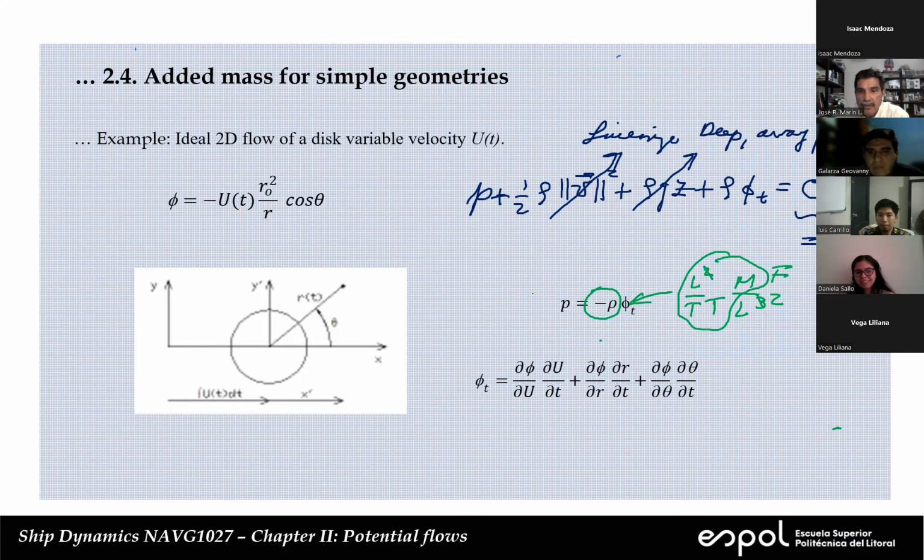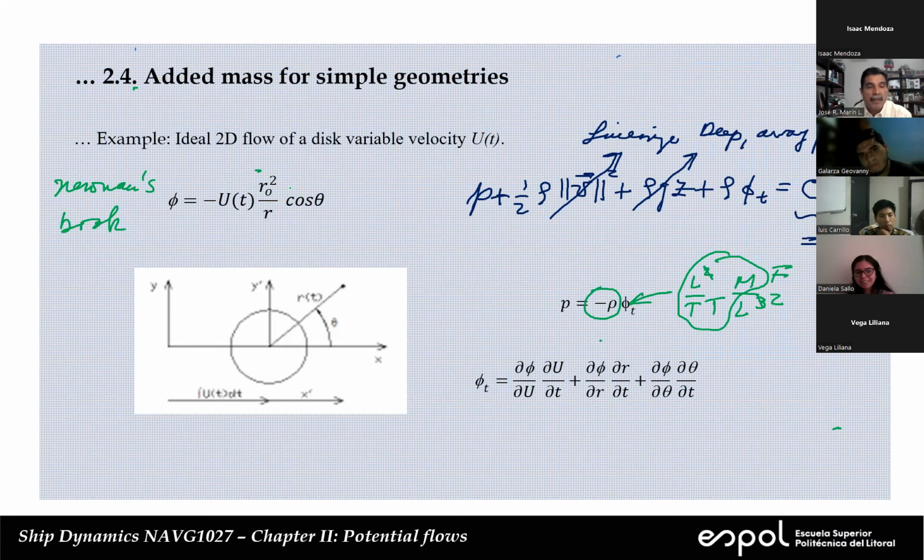If we need to differentiate phi with respect to time, here is the expression for the solution that we have. This is taken again from Newman's book. I didn't do it, I just took it from Newman's. U, of course, is the velocity that changes. R sub 0 is a constant, the radius of the disk. R and theta are the polar coordinates.